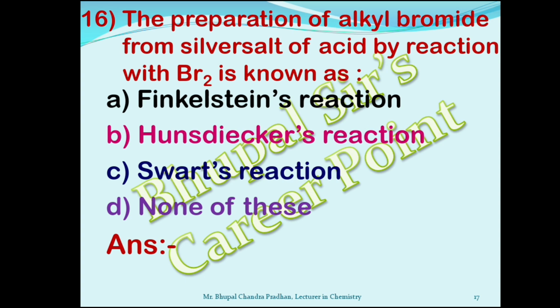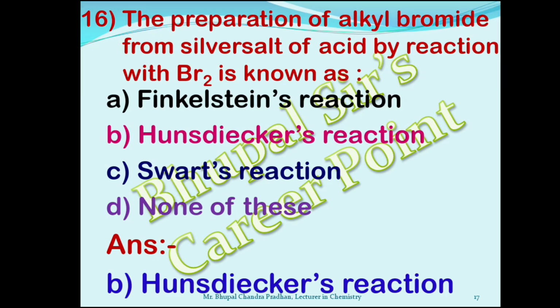Preparation of alkyl bromide from silver salt of acid by reaction with bromine. In Finkelstein reaction we get alkyl iodide. It is a halogen exchange reaction. In Swarts reaction we get alkyl fluoride. It is also a halogen exchange reaction. So Hunsdiecker reaction, that is B, is the correct answer.